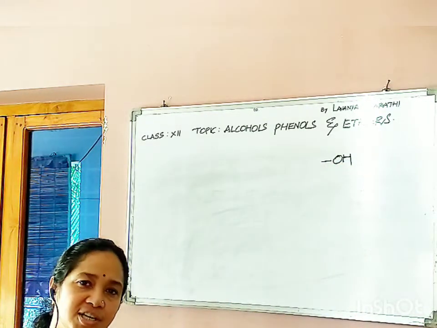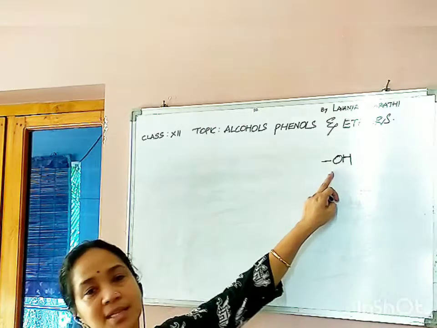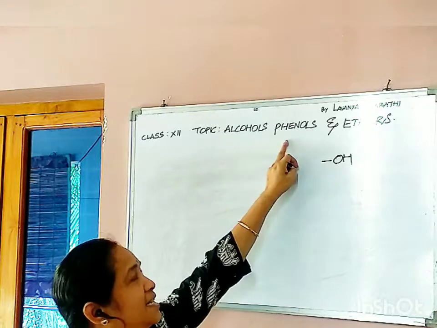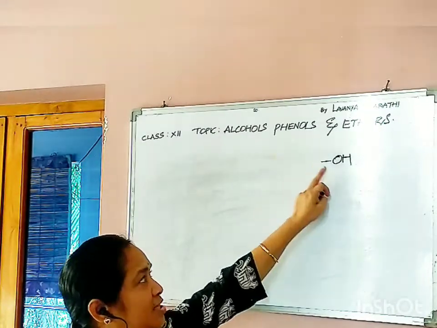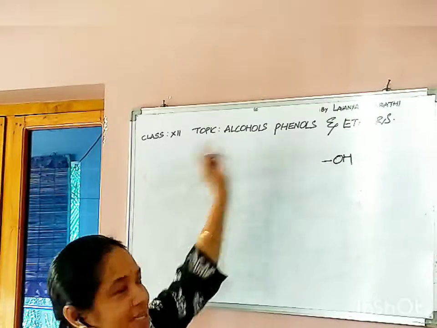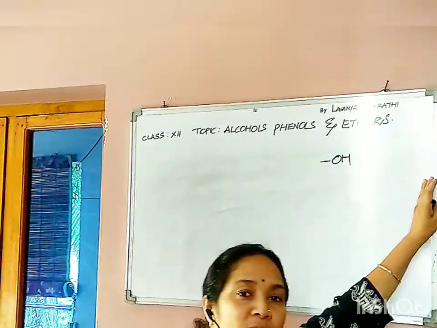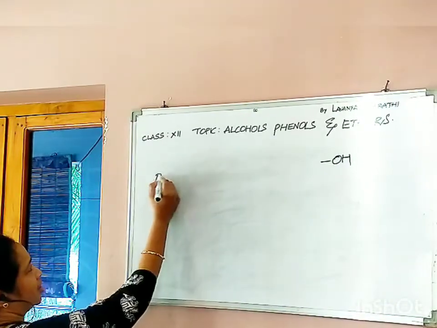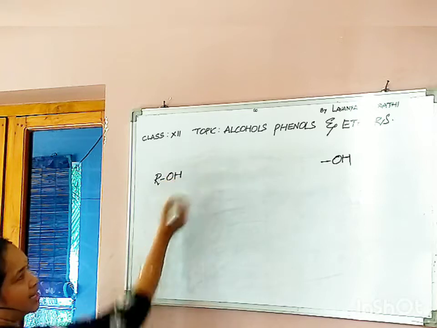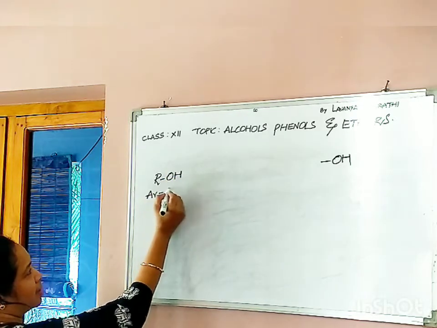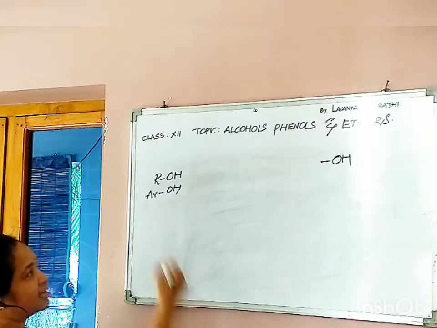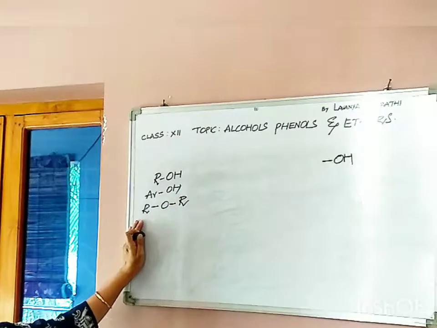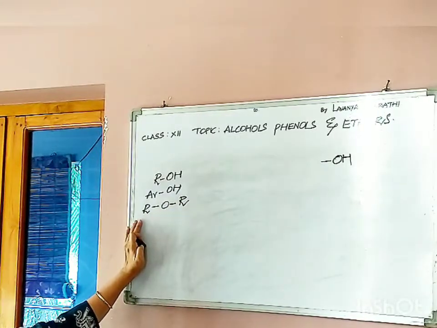When saturated hydrocarbons are linked with the functional group OH, they result in alcohols. And when a benzene or aryl group is connected to this OH group, they result in phenols. The third organic compound we are dealing with here is ethers. We represent alcohols as ROH, phenols as ArOH, and ethers generally as ROR. Of course, there are symmetrical ethers, similar ethers, and dissimilar ethers.